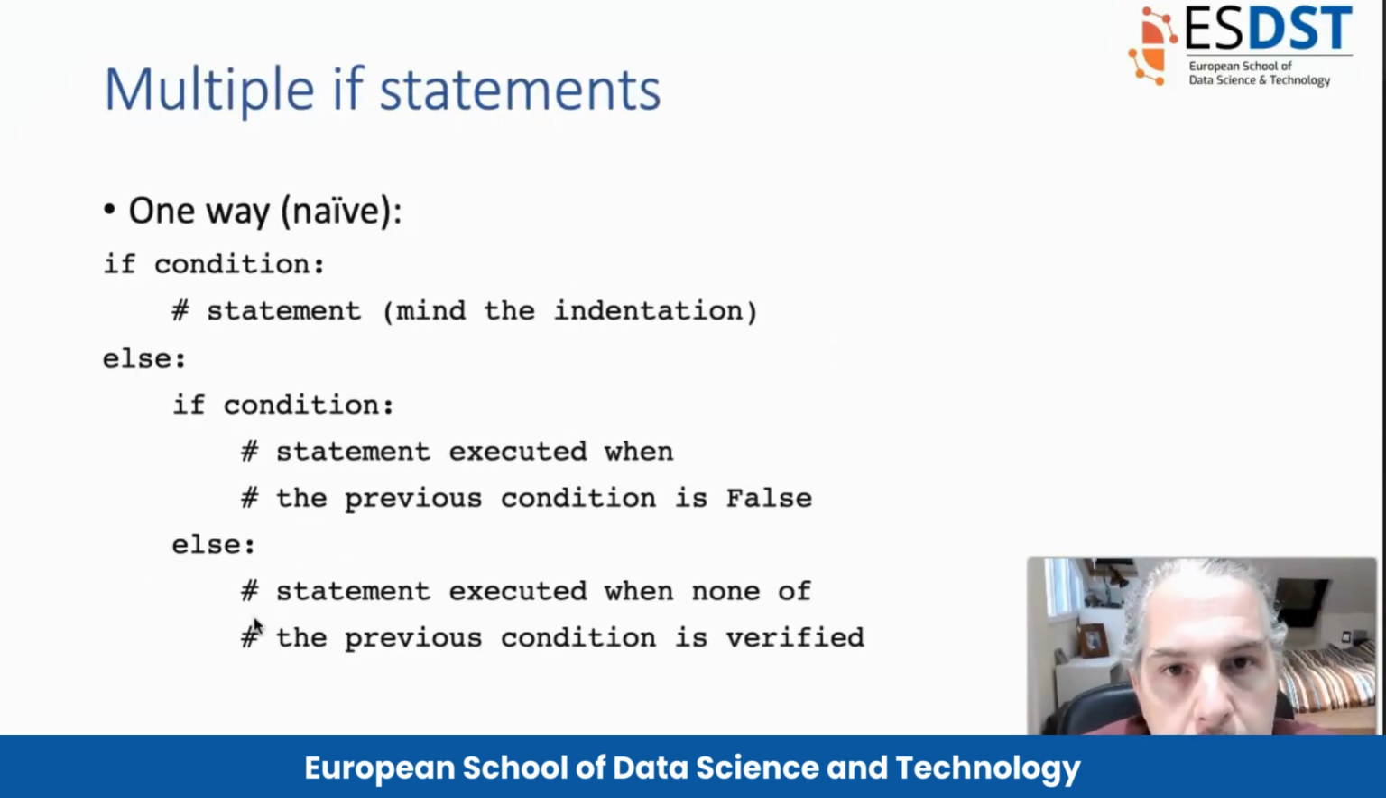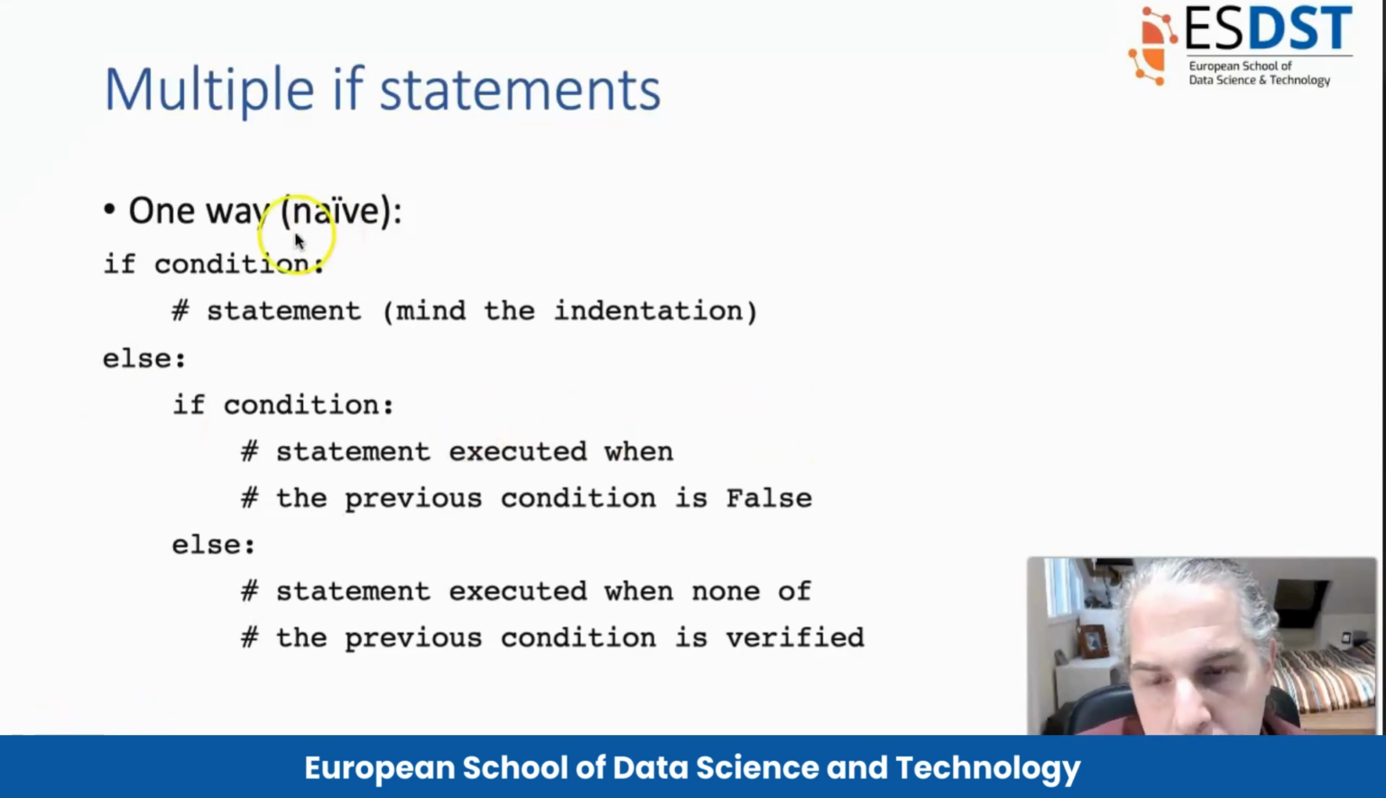We can continue building if statements as nested ifs or as cascading ifs. Look at this one here. We say this is a little bit naive because we do have better ways of building it, but a lot of times this is what comes to mind first. We say if a condition is true, the statements will be executed. Else, if another condition is true, then the following statements will be executed. Else, the last statements will be executed.